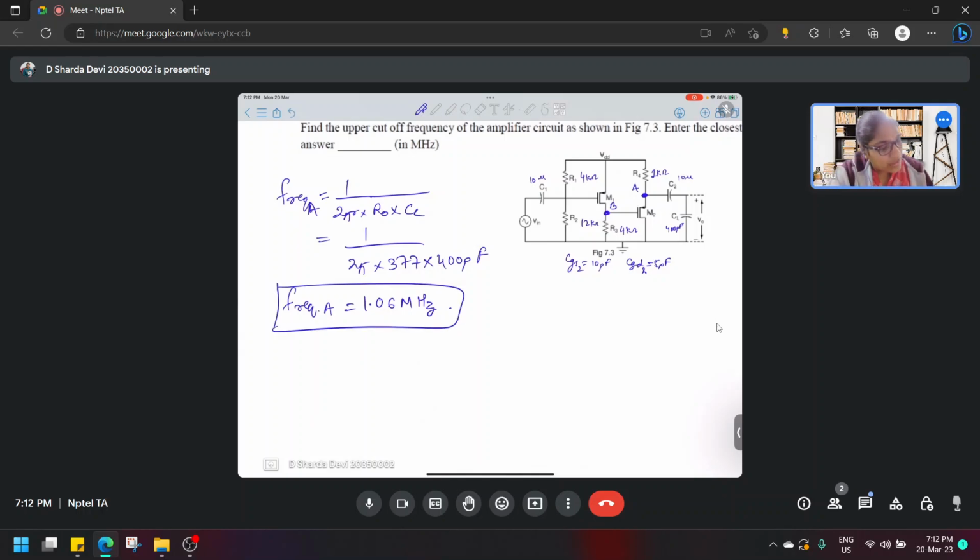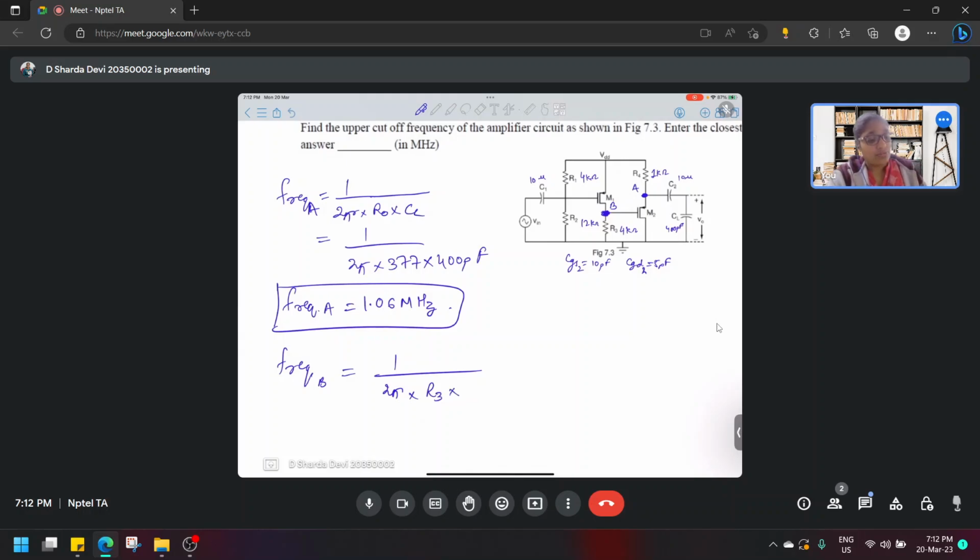Now coming back to node B, the frequency at B will be 1 by 2 pi into R0. The R0 from this point is looking from the drain node. The gate has infinite resistance, so it will not come into the picture. The drain has 1 by GD as intrinsic resistance. Since lambda is 0, GD will also be 0, so it will also not come into the picture. The only resistance that we will see is R3.